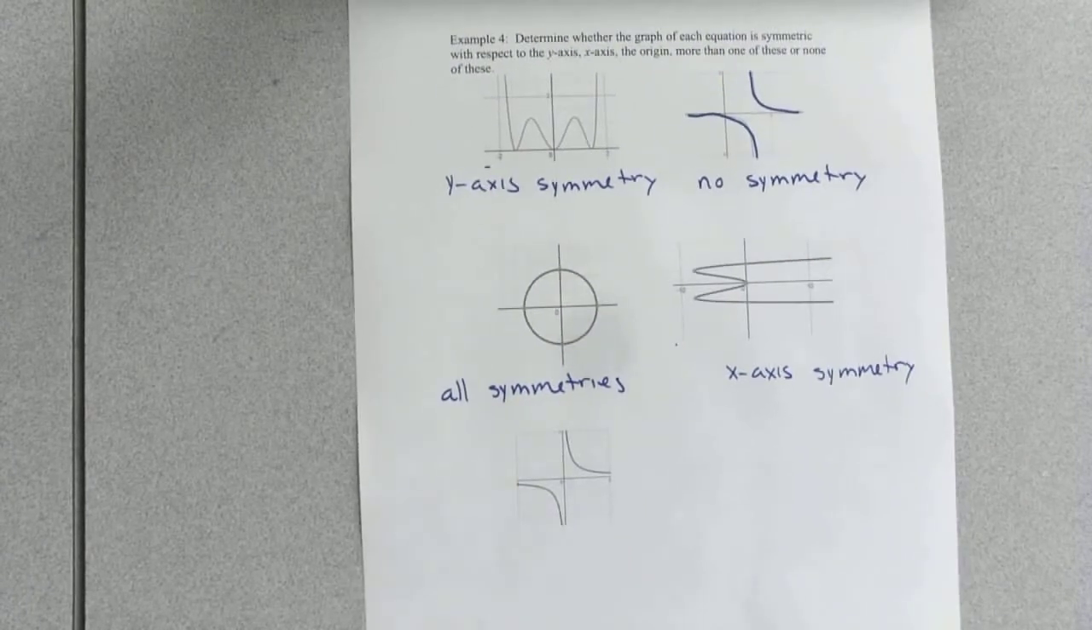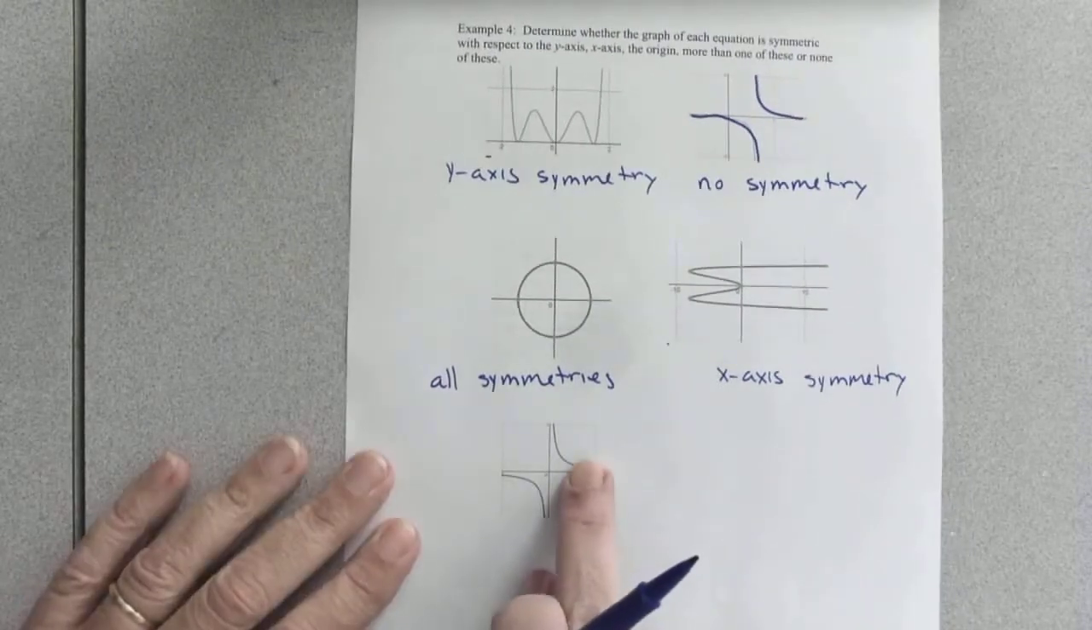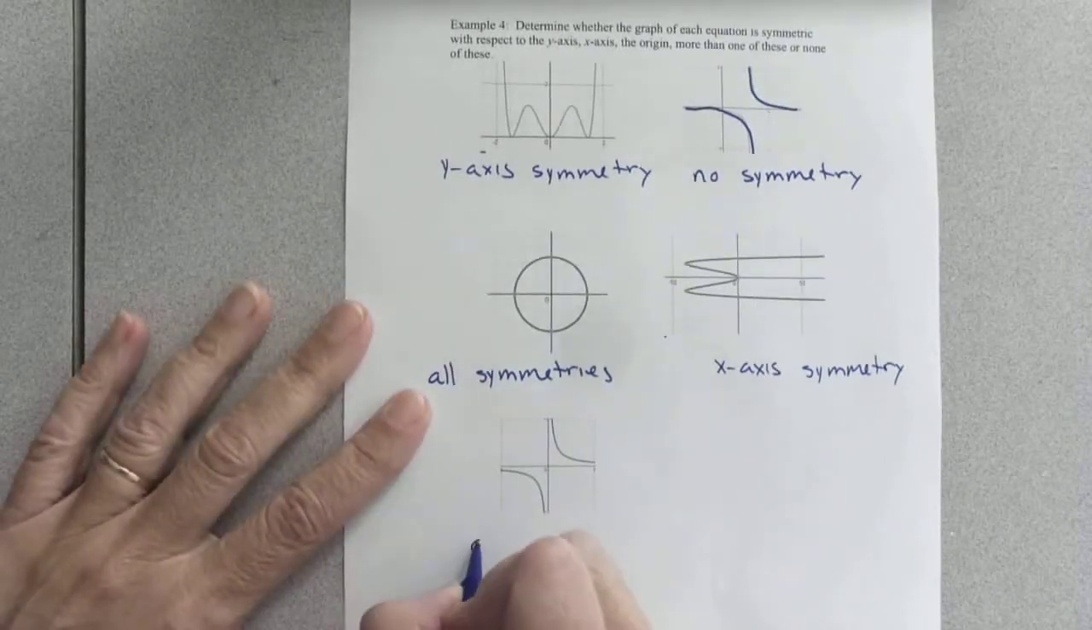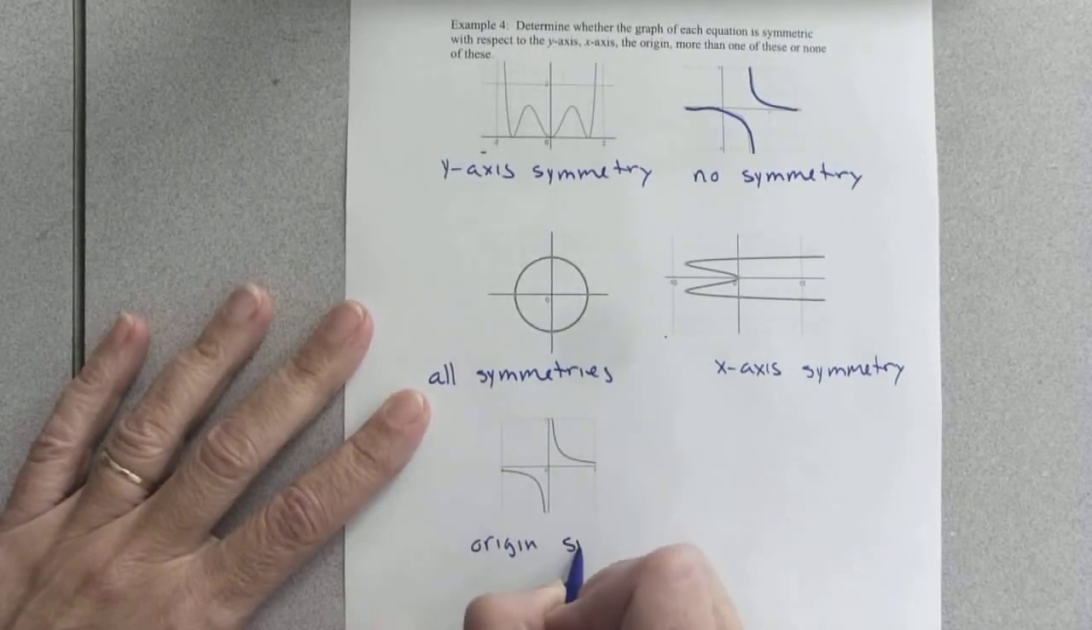Then the last one, doesn't fold across the y-axis, so no y-axis symmetry. Doesn't fold across the x-axis, so no x-axis symmetry, but origin. If I envision flipping that across the y-axis, then across the x-axis, it would have origin symmetry.